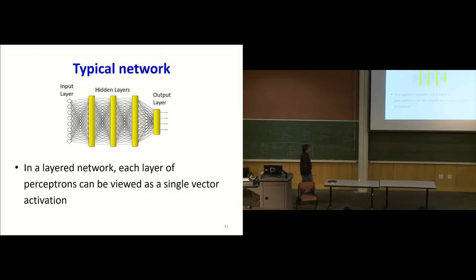In fact, in a layered network, I can think of every layer as being a vector activation, where a bunch of inputs come in and a bunch of outputs go out. The special case where each neuron only responds to the local zi is just a special case of a vector activation. So it's convenient to think of things in this manner.